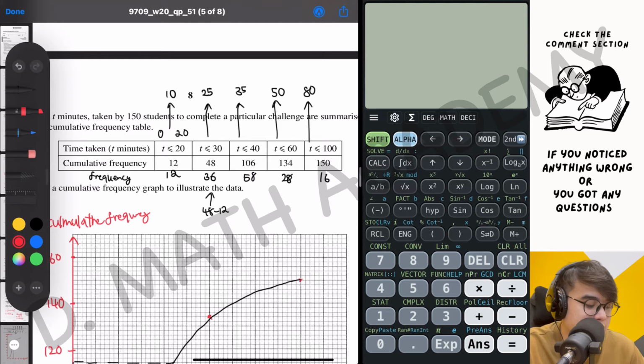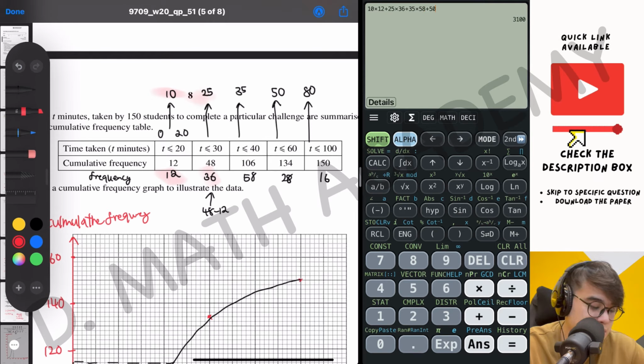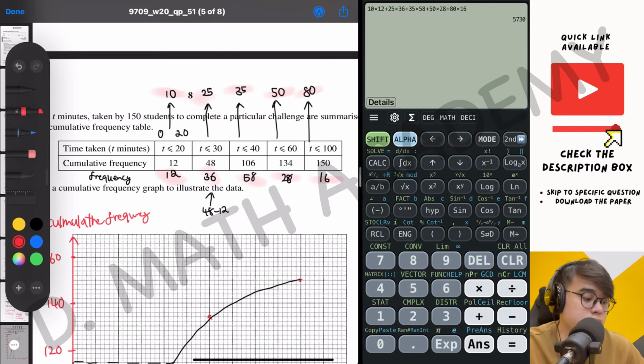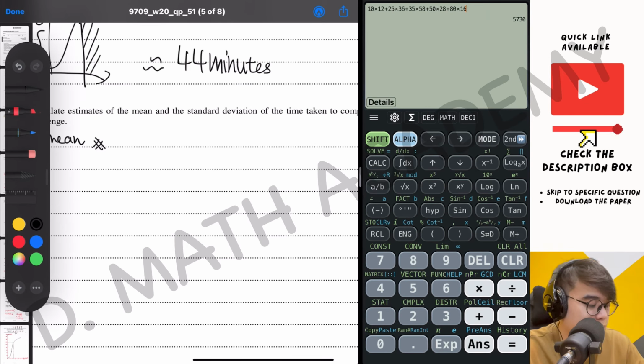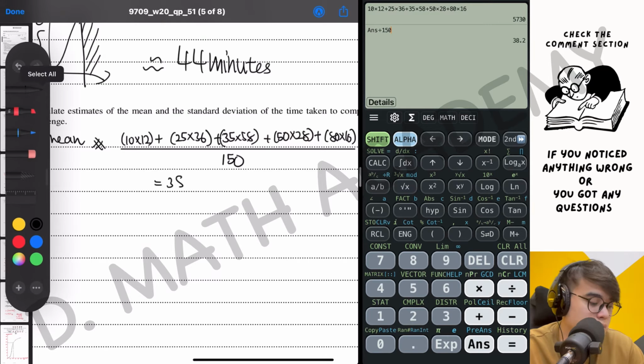So the mean here will be by taking 10 times 12, adding up with 25 times 36, adding up with 35 times 58, adding up with 50 times 28, and 80 times 16. All of them you will actually get 5,730, and you have to divide it by our total frequency, which is 150 here. So let me write it down first. The entire thing divided by 150, you will get your answer as 38.2. This is for the mean only.